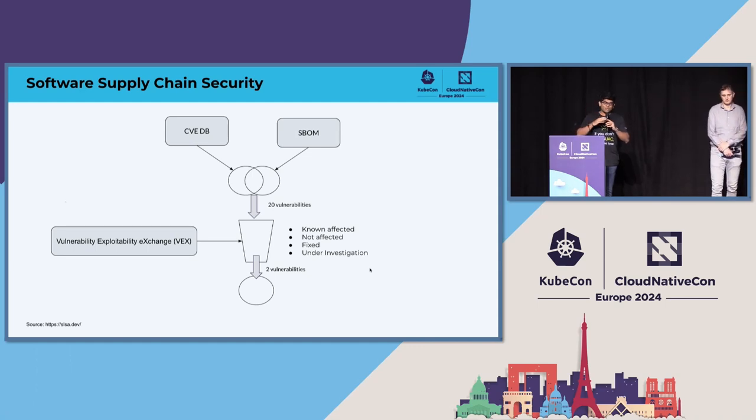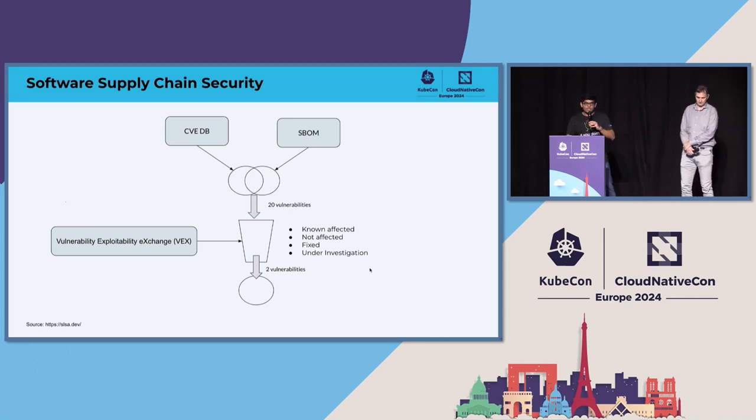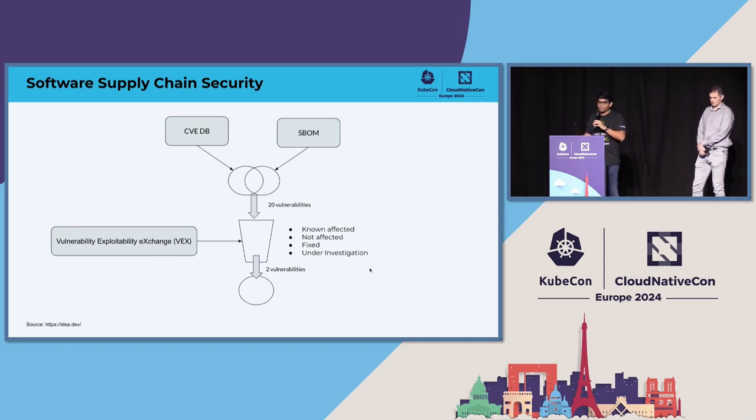And all this can change. If you're under investigation one day, you may come out to be affected, or the next day you may come out to be not affected because you did more investigation. Either from the call stack you're not reaching the vulnerable code, or the feature is disabled, so you're no longer vulnerable. From this, we can filter out the noise and get to the two critical vulnerabilities that you actually care about.